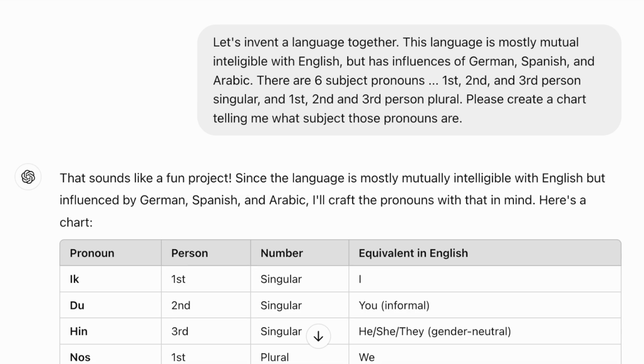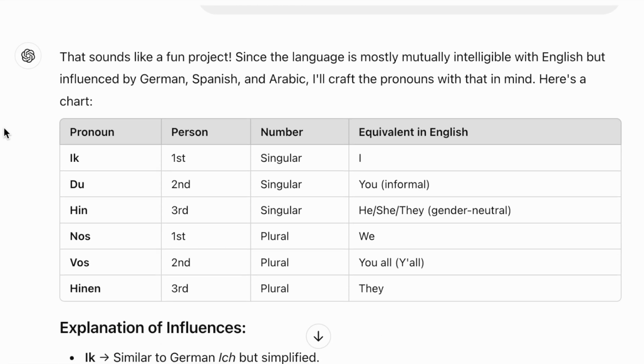In the spirit of playing around with the structure of language, I came to ChatGPT and I said, let's invent a language together. This language is mostly mutually intelligible with English, but has influences of German, Spanish, and Arabic, so the typical English speaker should more or less understand it when they hear it. There are 6 subject pronouns: I, you, he, she, we, y'all, and they, right? Kind of like English, kind of like Spanish. Please create a chart telling me what those subject pronouns are. And I let it just make it up.